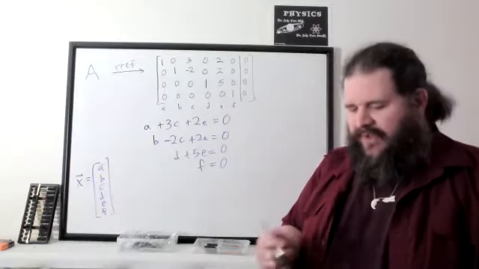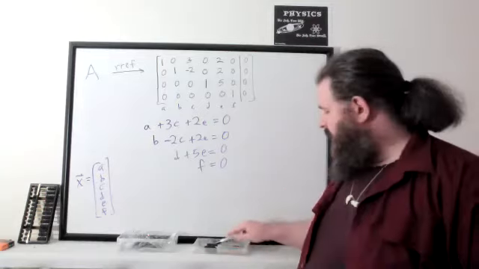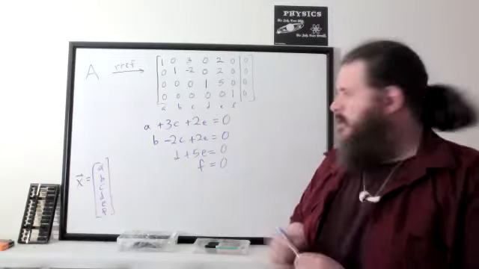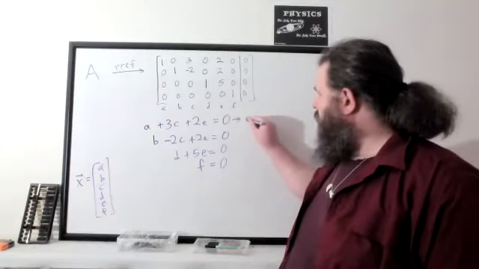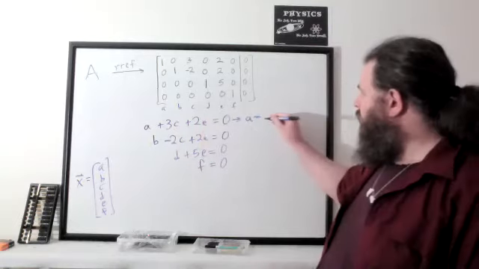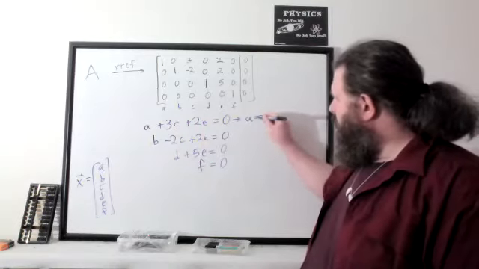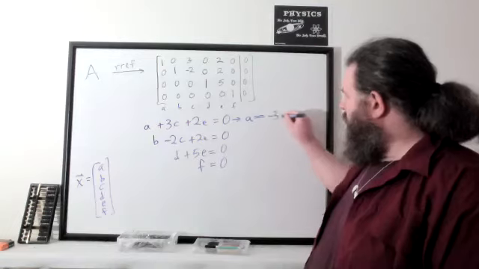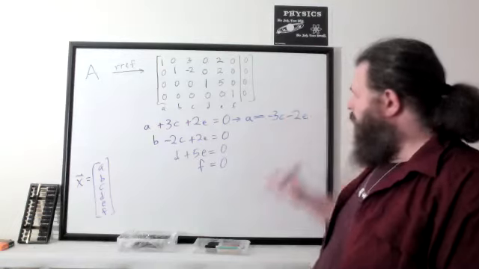If you wanted to just isolate one of those variables, what would be the easiest variable to isolate? Yeah, let's try isolating A. You just subtract 3C from both sides, subtract 2E from both sides. A equals negative 3C plus negative 2E.